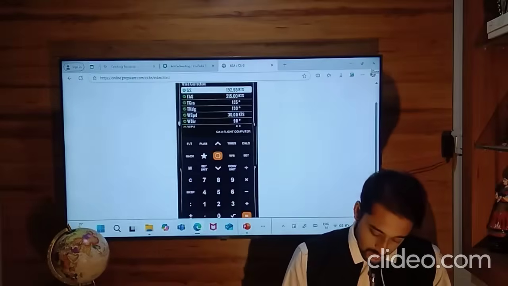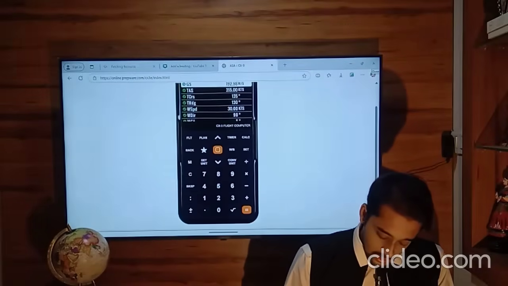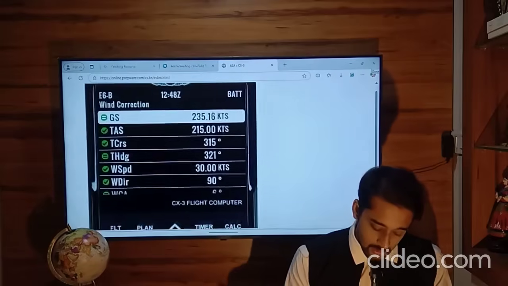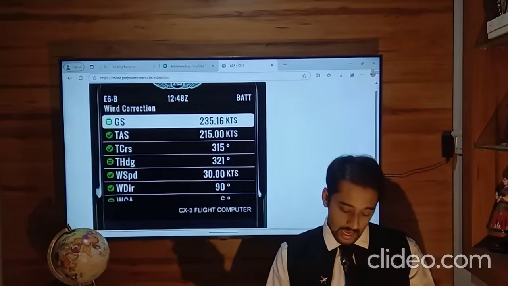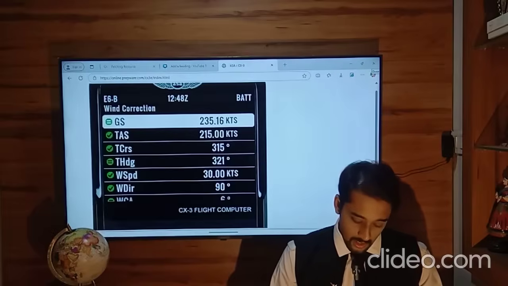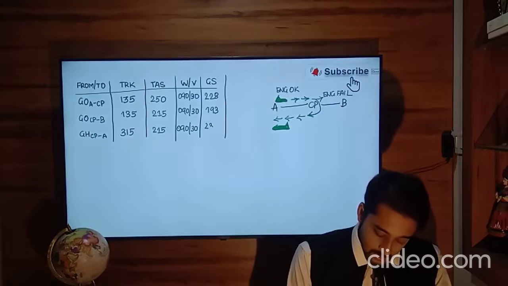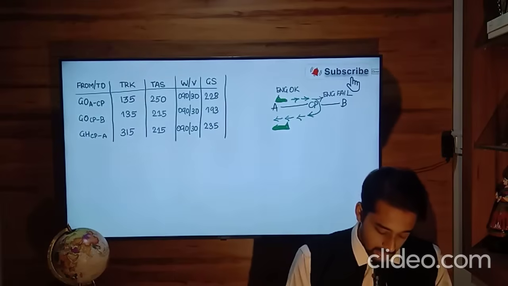Last, true airspeed is 215. Course is 315. In that case, your ground speed when coming back from CP to A will be 235.16, just let it be 235.